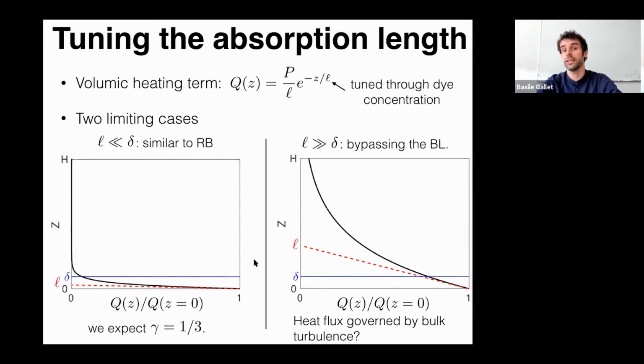More interestingly, we'll then consider the situation where the absorption length L is much greater than the boundary layer thickness delta, in which case Q of Z has this shape in black. This is the boundary layer, and we're inputting much of the heat directly inside the bulk turbulent flow, away from the boundary layers. And so we expect the relation between the heat flux and the emergent temperature difference to be governed by bulk turbulence. Okay, so that's all fine.